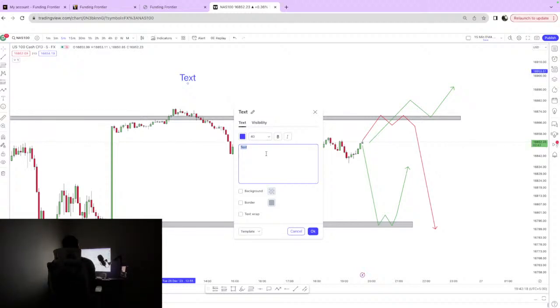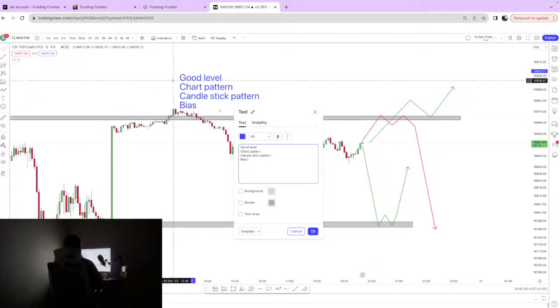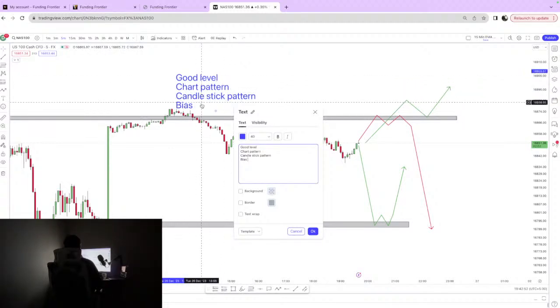Simple. One, the trade should be from a good level. Second, you should have a good chart pattern. Third, a candlestick pattern. And fourth, sometimes it may be bias, if it's in your favor, or some other things also. Mainly these three are my good confluences, right? If these three are in my favor, then I'm pretty confident about the setup.